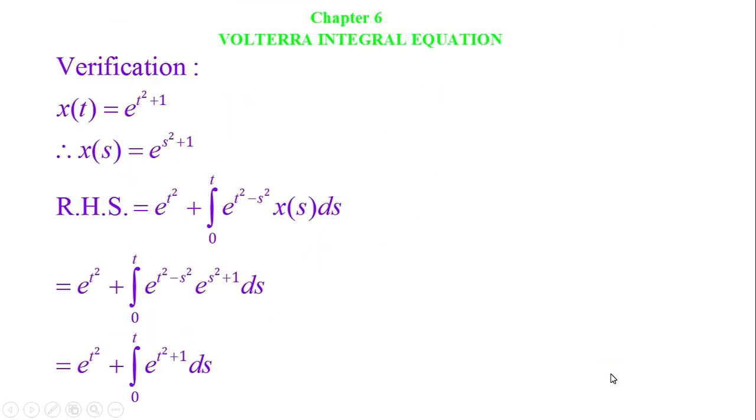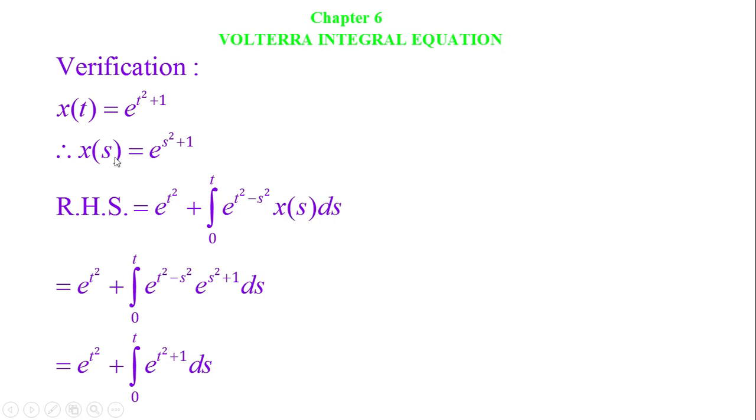Now I am going to show the verification of it. That means whether it is right or wrong. You are given that the solution is x of t equals e to the power t square plus 1. So x of s is equal to e to the power s square plus 1. The right hand side of the given Volterra integral equation was e to the power t square plus the integration over 0 to t of e to the power t square minus s square into x of s ds.